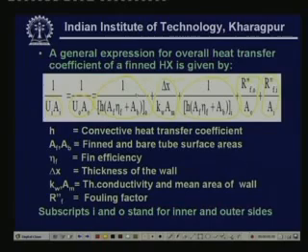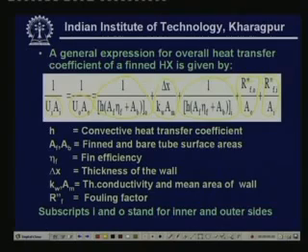So in the above equation, the nomenclature is given here. h stands for the convective heat transfer coefficient, A subscript f and A subscript b stand for finned and bare tube surface areas, eta subscript f stands for the fin efficiency, delta x is the thickness of the wall, k subscript w and A subscript m stand for thermal conductivity and mean area of the wall, and R subscript f is the fouling factor, and subscript i and o stand for inner and outer sides.